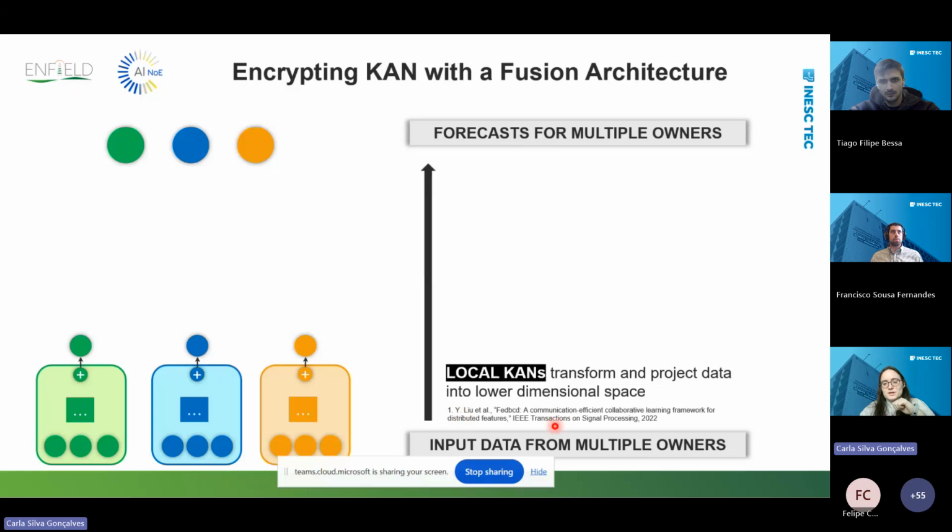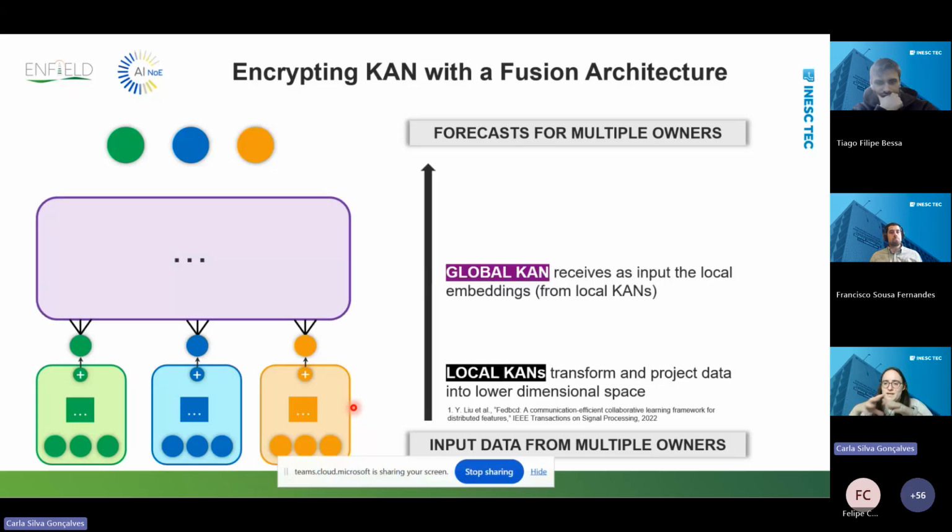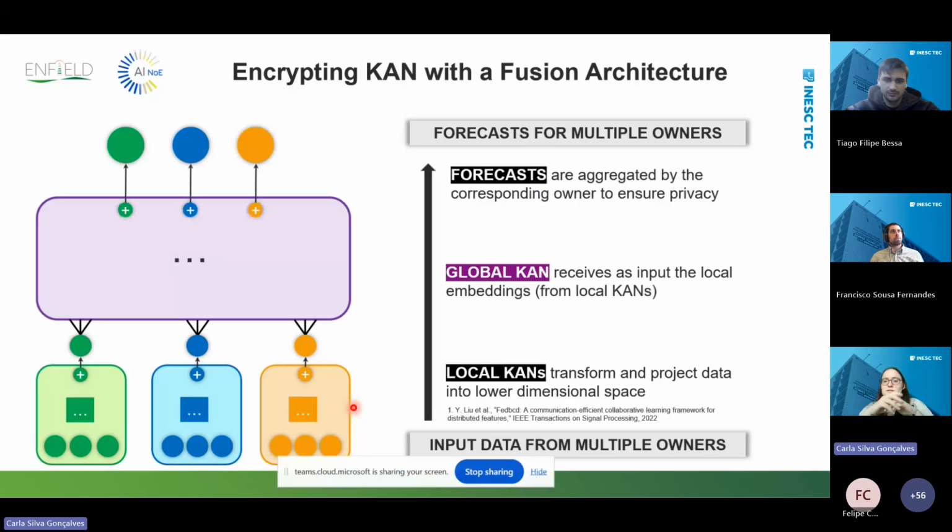So we based ourselves on this paper from 2022. And after doing these local CANs, we can connect the local CANs to a global CAN that receives as input the local embeddings. And then at the end, the forecasts are aggregated by the corresponding owner to ensure privacy, because if the blue does the final sum for the green, then he has a forecast. So it's not supposed to do that. So here we have privacy by design.